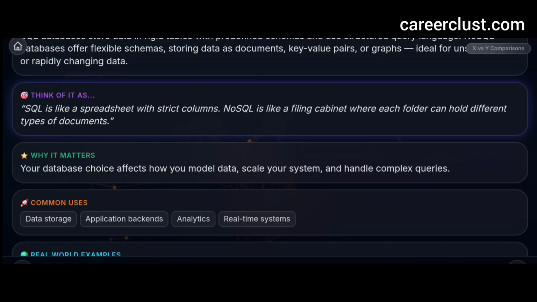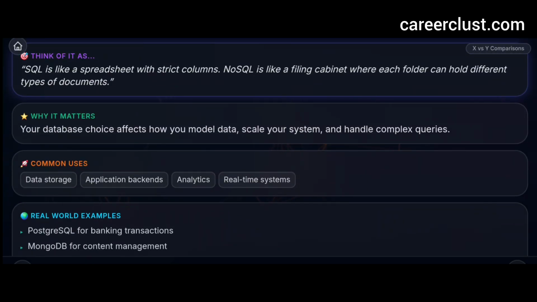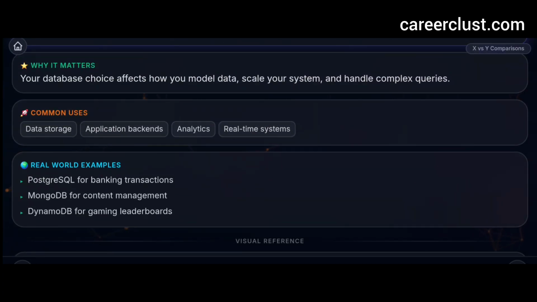Why does it matter? Your database choice affects how you model data, scale your system, and handle complex queries. Some common uses of SQL and NoSQL are data storage, application backends, analytics, and real-time systems. Some real-world examples are PostgreSQL for banking transactions, MongoDB for content management, and DB for gaming leaderboards.